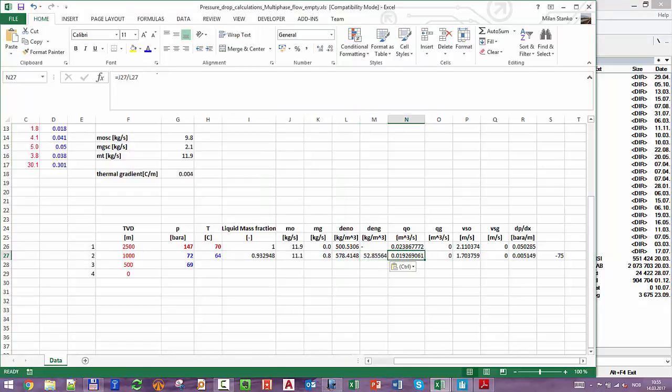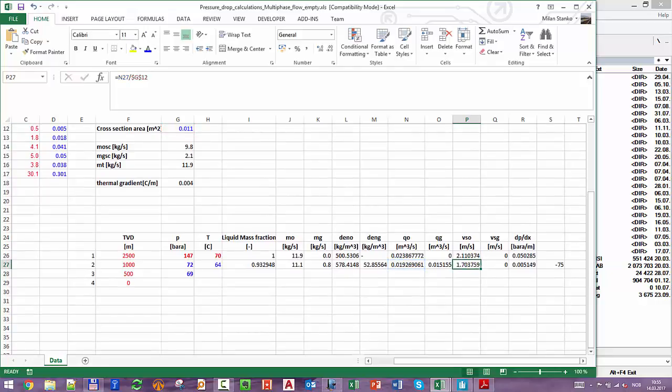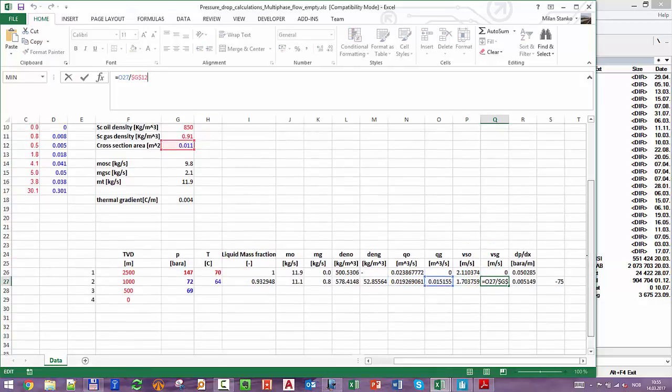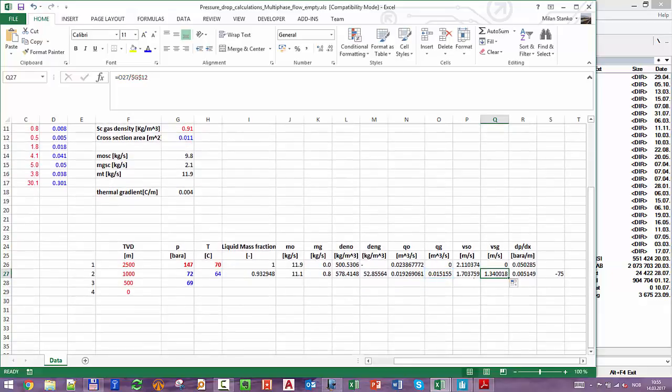Then Q oil will be just divided by those two. Q gas will be divided by just those two. Superficial velocity of the oil, superficial velocity of the gas. Okay. And if you see, even though there is a very small amount of gas, already it has a significant velocity, it has a significant superficial velocity.